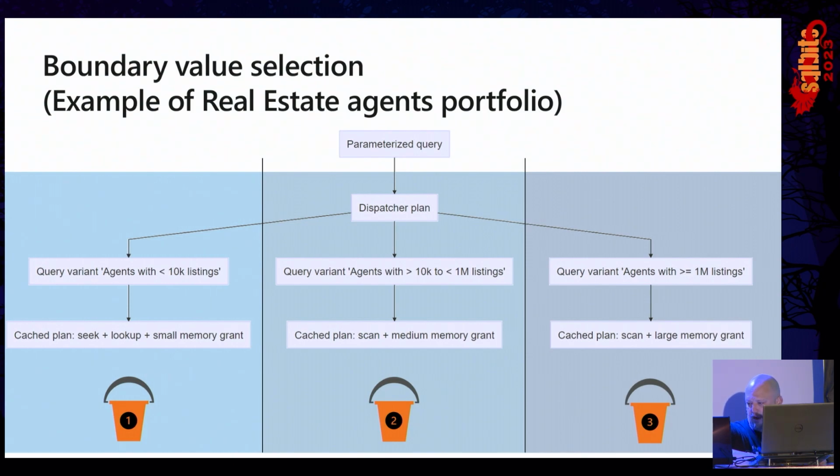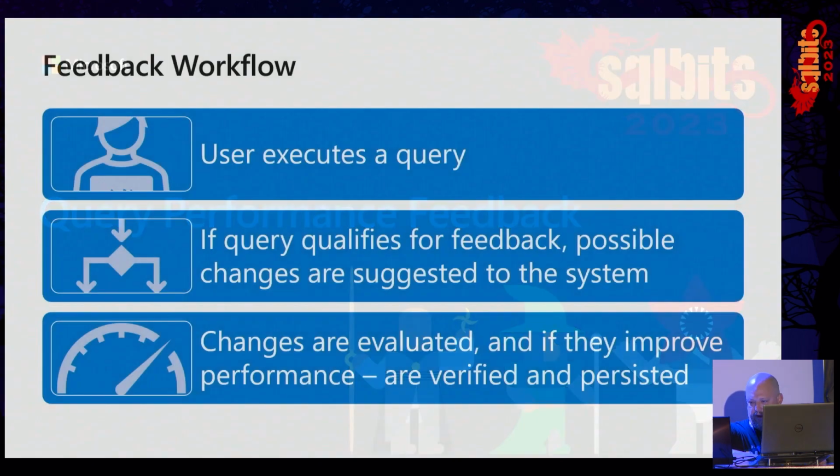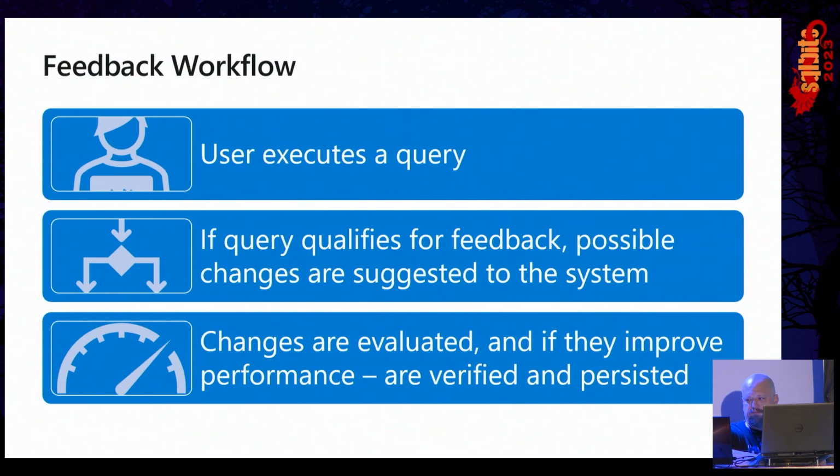All right, so let's talk about the feedback set of scenarios, query performance feedback. This is a set of siblings that all have the same feedback mechanisms. One of them uses query store hints and the other two use query store for metadata. These three are memory grant feedback, degree of parallelism feedback, and CE cardinality feedback. So they all work the same way.